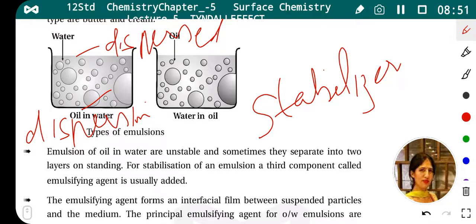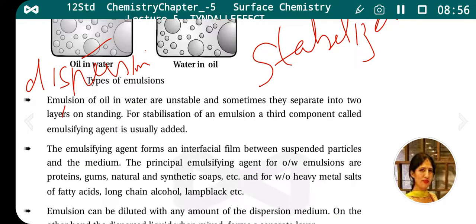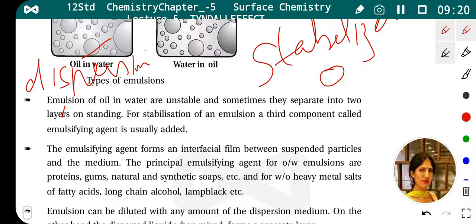Emulsifying agents form an interfacial film between the suspended particles and the medium. You can say that it forms a layer just in between your dispersed particles and your dispersion medium. The principal emulsifying agents for the oil in water type are proteins, gums, natural and synthetic soaps, etc.